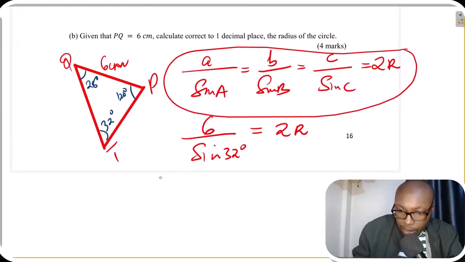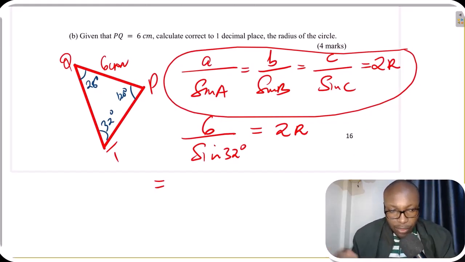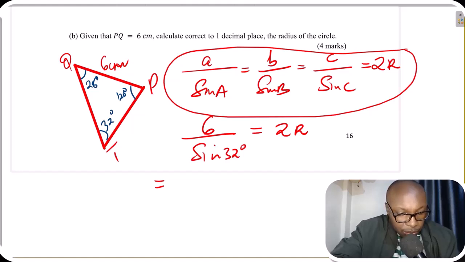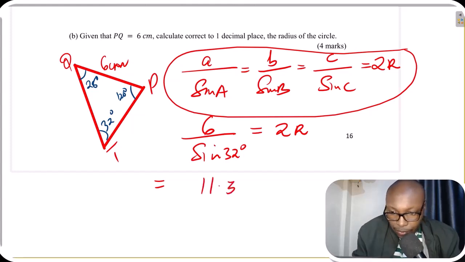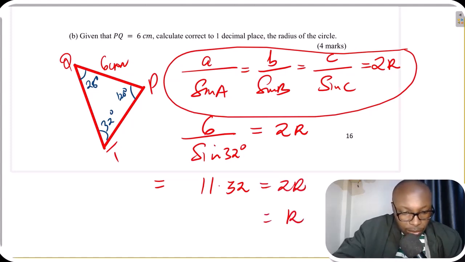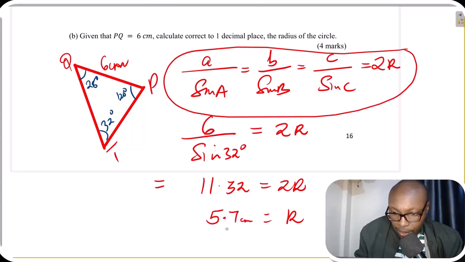Simple as that. Using a calculator, 6 divided by sine of 32 gives 11.32, correct to 4 significant figures, which is equal to 2R. Divide both sides by 2 to remain with R. If you divide this by 2, you get 5.66. So correct to 1 decimal place, you get 5.7 centimeters, and that is the radius of the circle. That is how you're supposed to solve it.